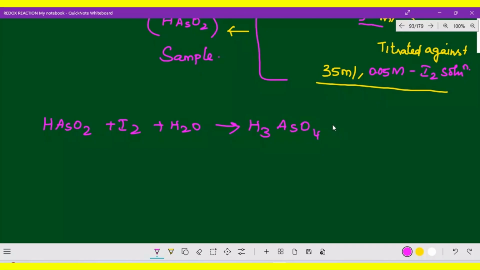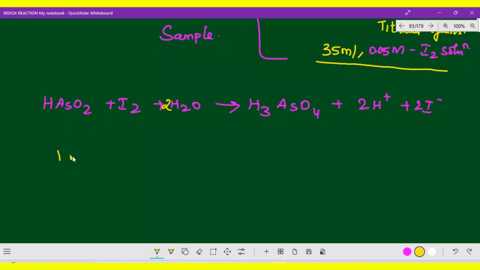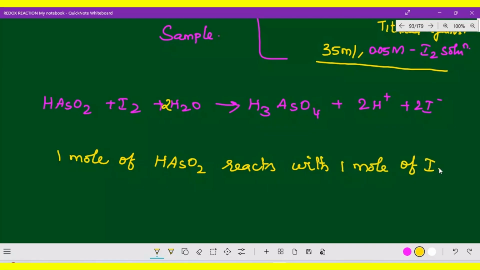H3AsO4 plus 2H+ plus 2I-. Here balancing, you will get 2 here, right? Yes, is it balanced? H3. Yes. Right now, in that, 1 mole of HAsO2 reacts with 1 mole of iodine. Right.